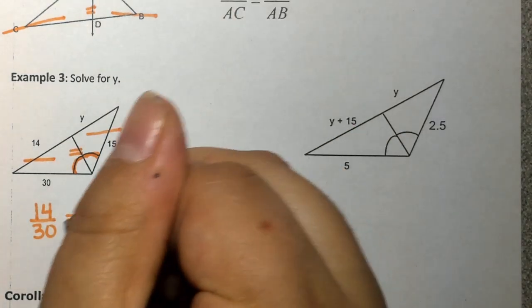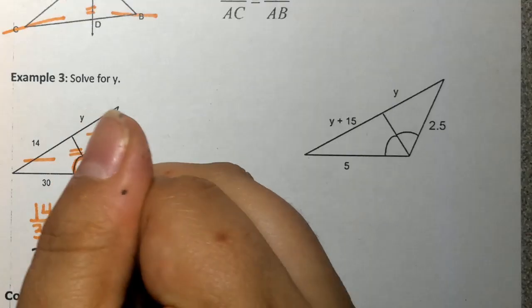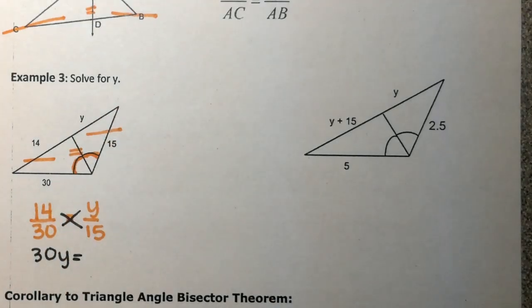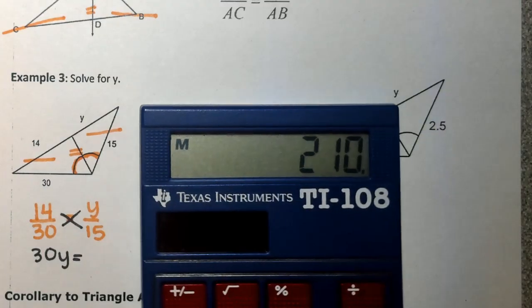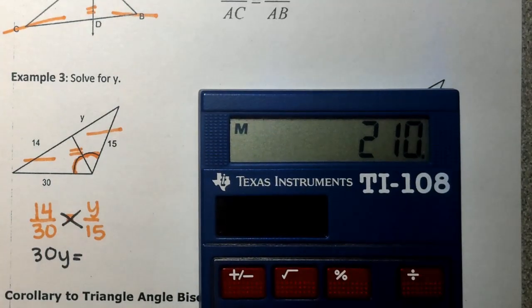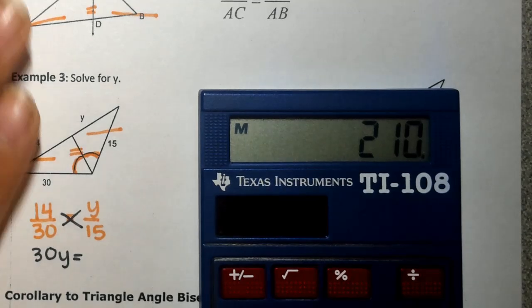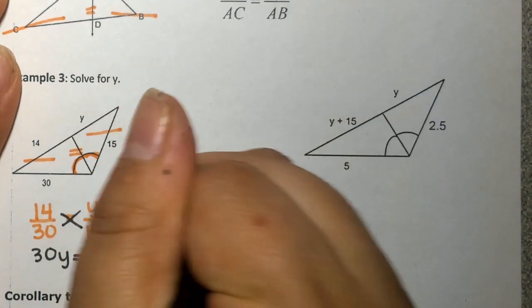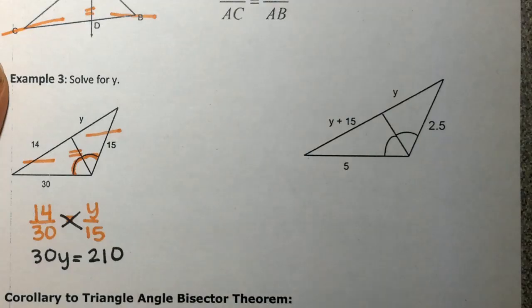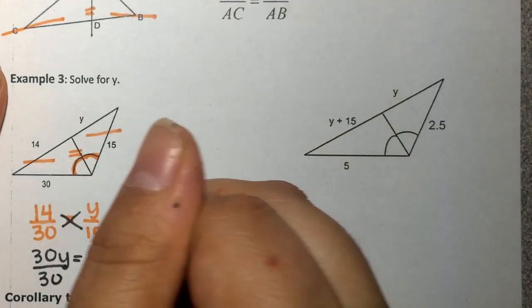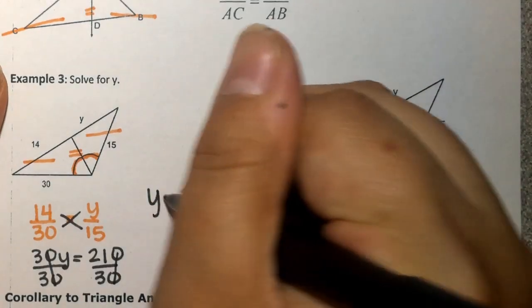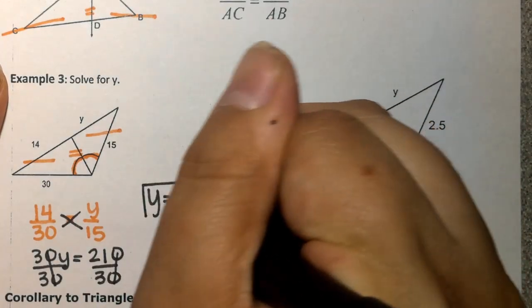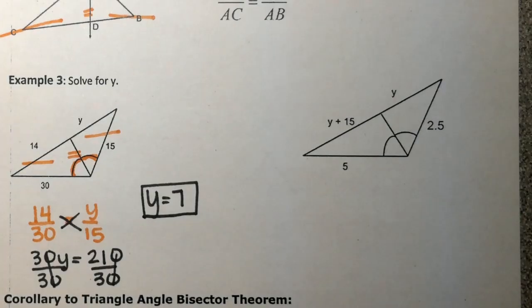And so now I can cross multiply and I get 30y equals, what is 14 times 15? It's 210. Some of y'all's calculators don't work because of the lights. You can just look up at me. So what do I do next to get y by itself? Divide by 30. And what is my answer? Y equals 7. And we're done. What questions can I answer?